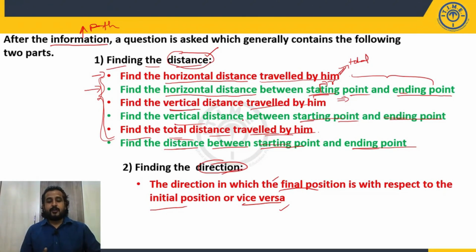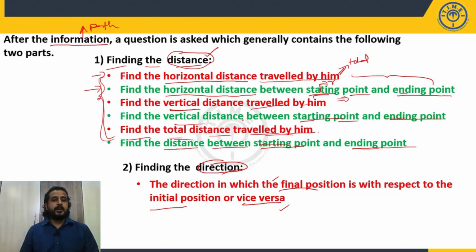Now tell me what we have discussed so far. We have discussed nothing. We just discussed the pattern of the question. What is the pattern of the question? You will be given information in which the path of a person will be given. Like I discussed, Ravi started from a point, traveled 5 kilometers east, then took a left and traveled 5 kilometers, again took a right turn and traveled 7 kilometers, then traveled towards north. This kind of information will be given.